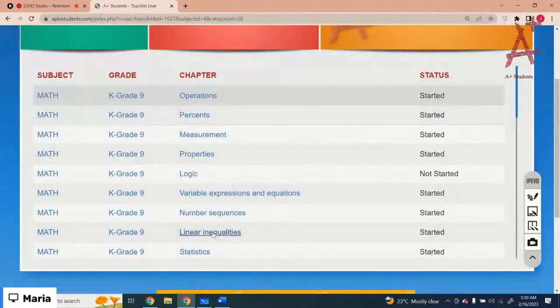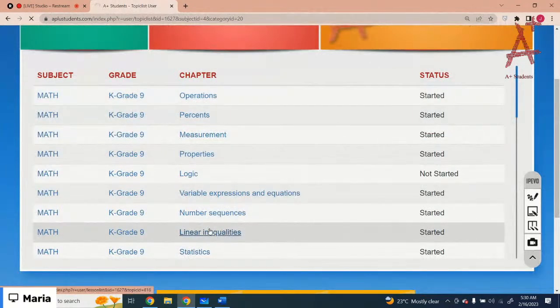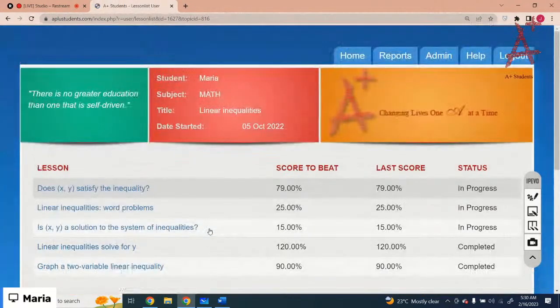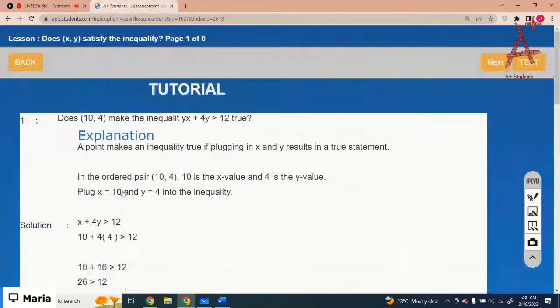Okay, here is the next lesson, linear inequalities, and we're going to start with the first lesson, that is, does (x, y) satisfy the inequality. Basically (x, y) is the ordered pair you are given. You have to check if the ordered pair is a solution of the inequality. Got it?